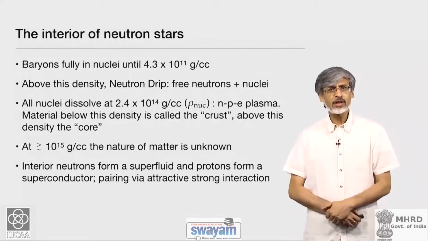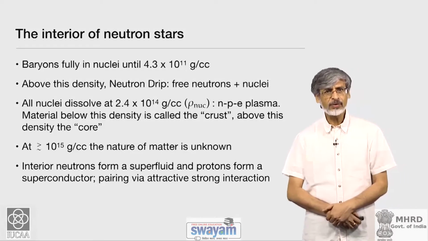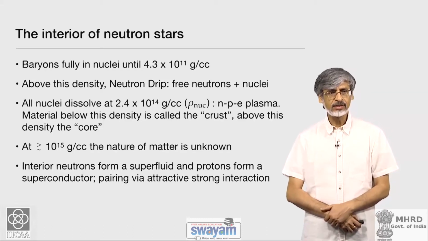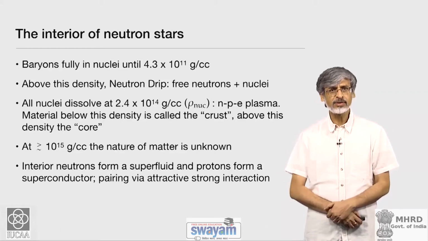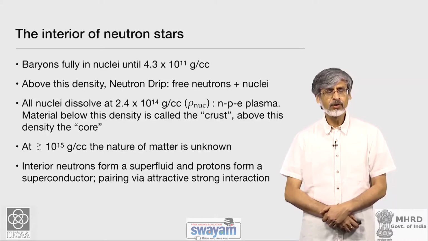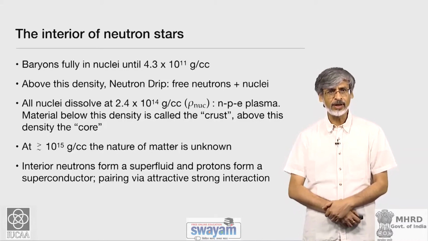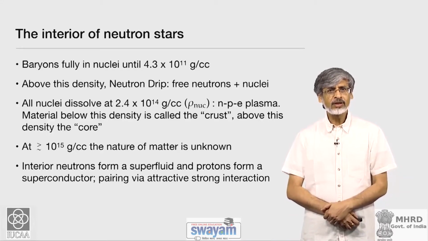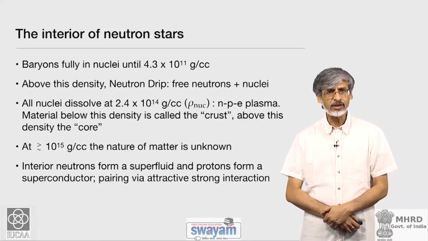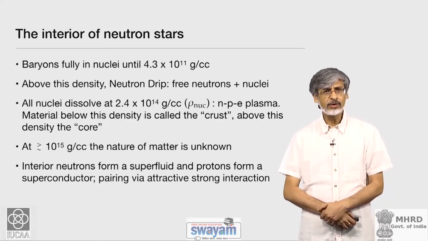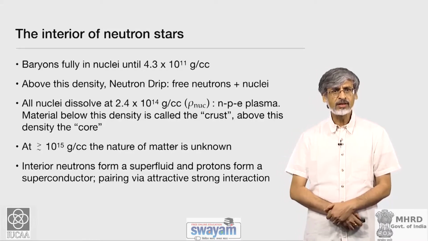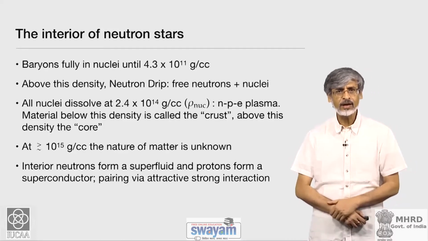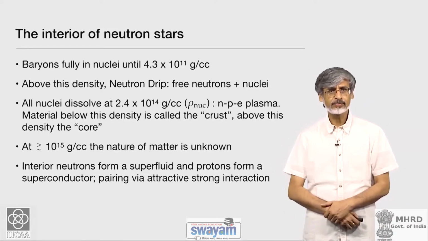So, in the interior of neutron stars, this is what we have. We have the surface where the material is like iron, with a density of a few grams per cubic centimeter. But as we go into the interior, the density rises very, very rapidly. Up to about 4.3 times 10 to the power of 11 grams per cubic centimeter, the baryons are still fully contained within the nucleus. Above this density, neutron drip occurs and free neutrons begin to appear. So, you then have a mixture of free neutrons and nuclei.